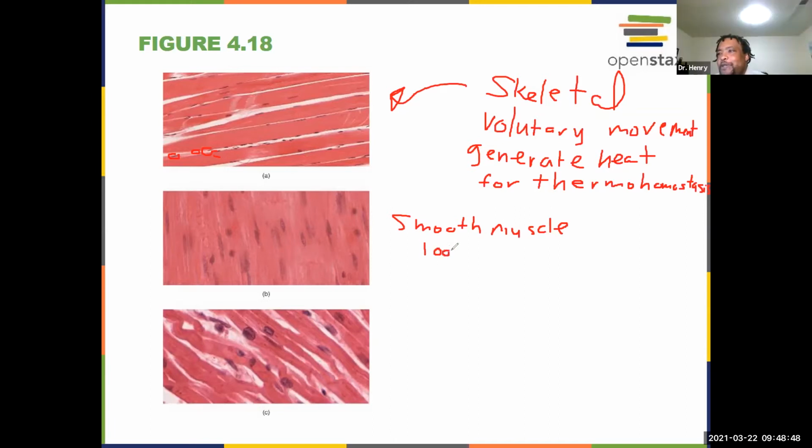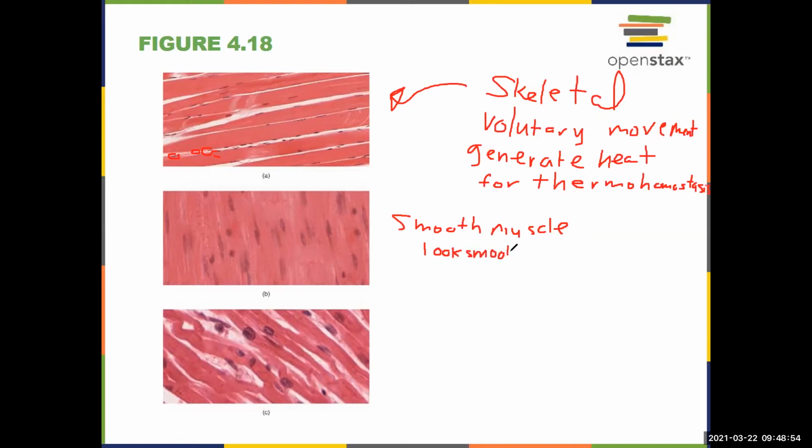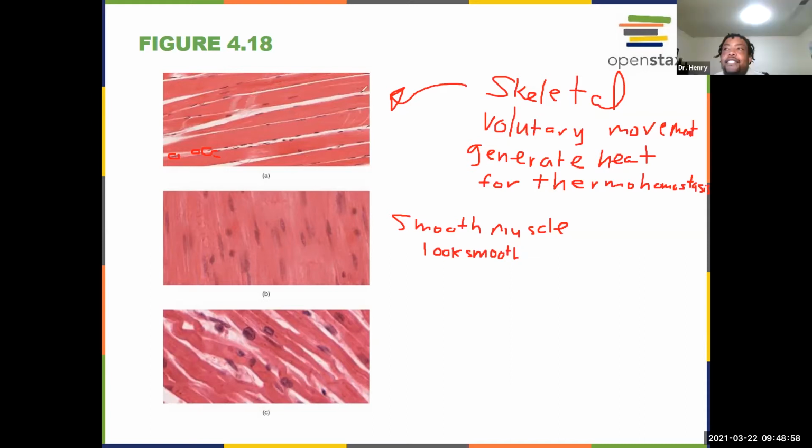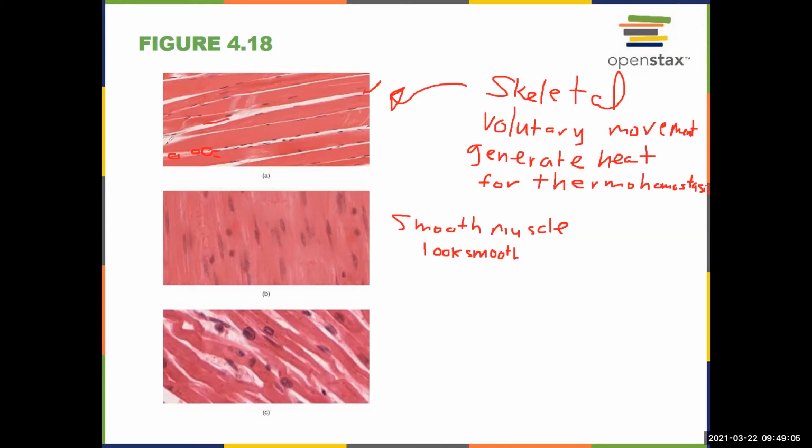Okay, so one looks smooth. What makes it look smooth to you? It doesn't have the indentions like the other ones kind of do. So it's not striated, right? Lack of striation. You don't see these white lines and all that stuff.